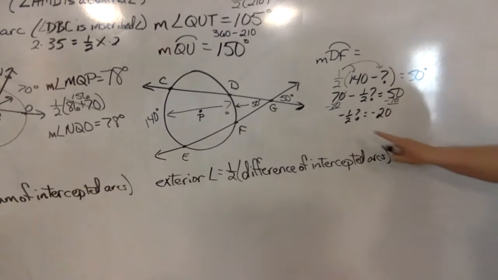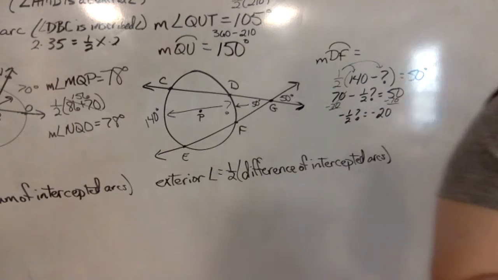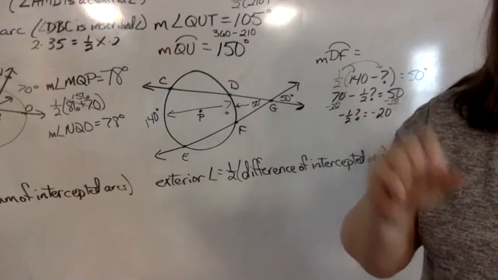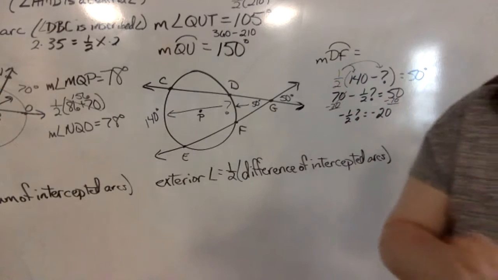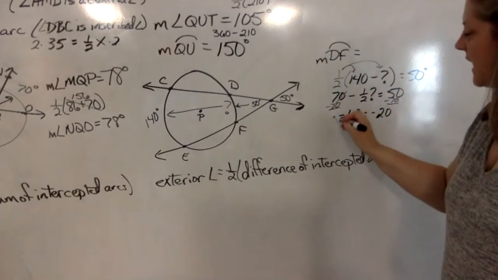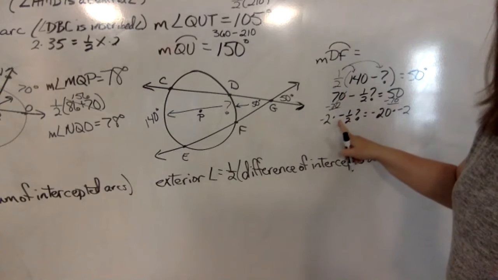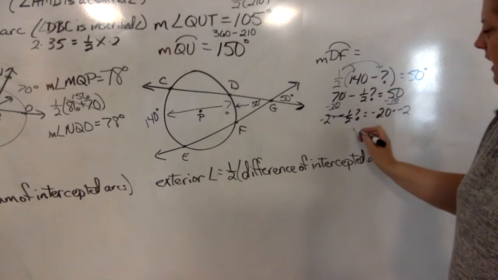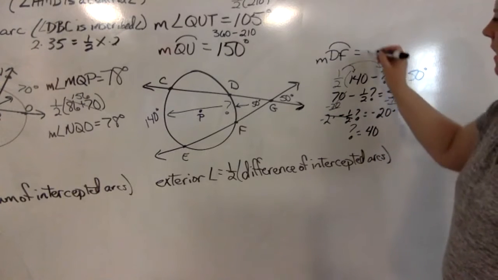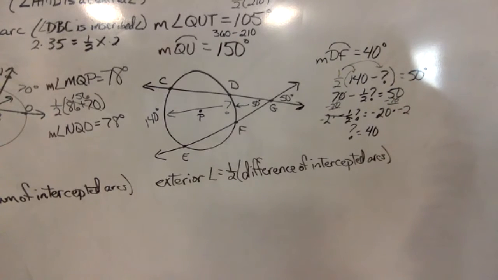Now, I had a negative 1/2 here. The opposite of taking half of something is multiplying it by 2. So I'm going to multiply by a negative 2 on each side because I want the negative to go away as well. Negative times negative makes it positive. So my arc DF is going to be equal to 40 degrees.